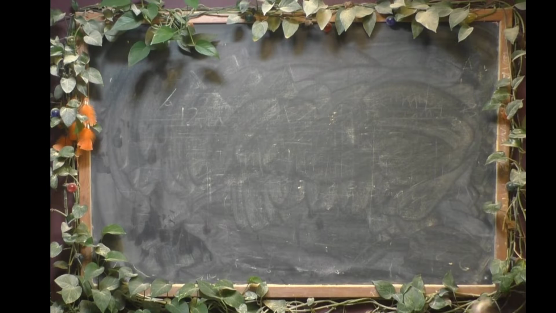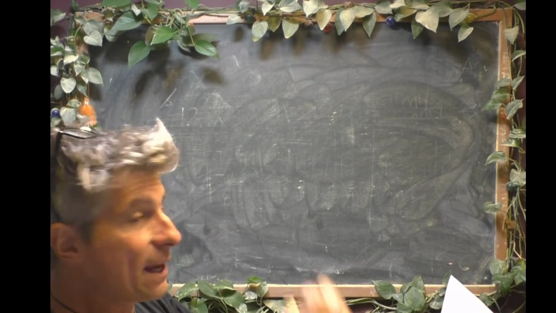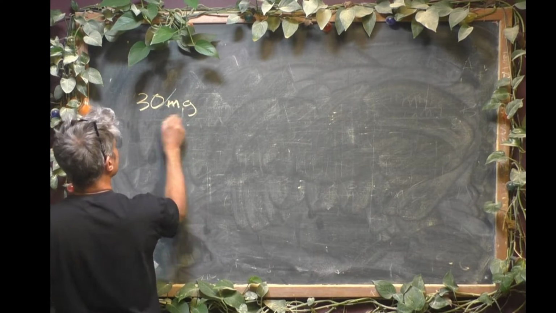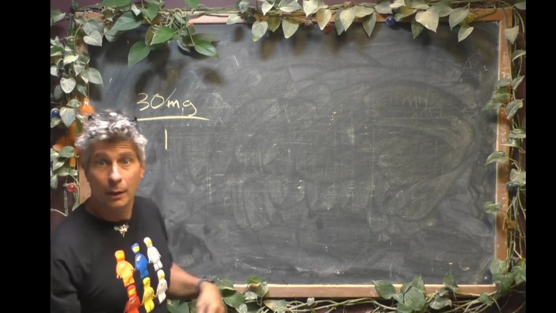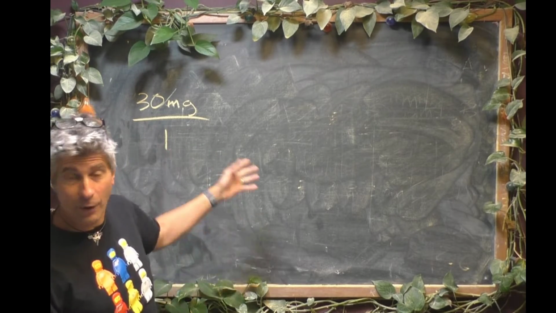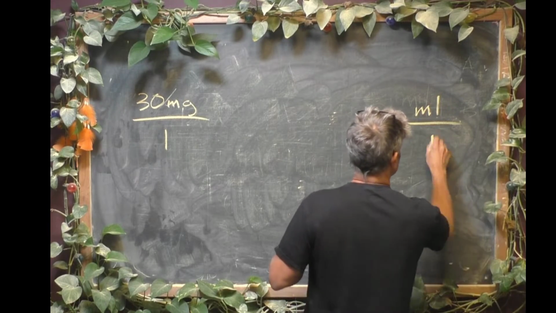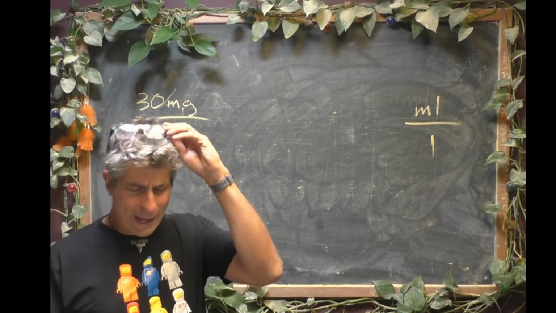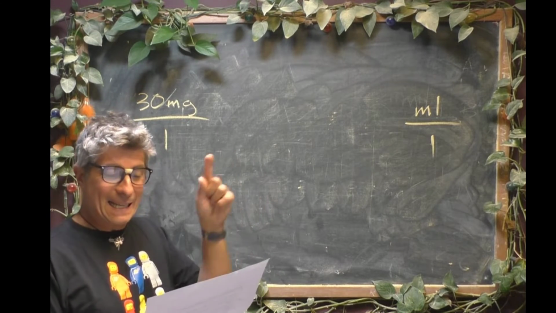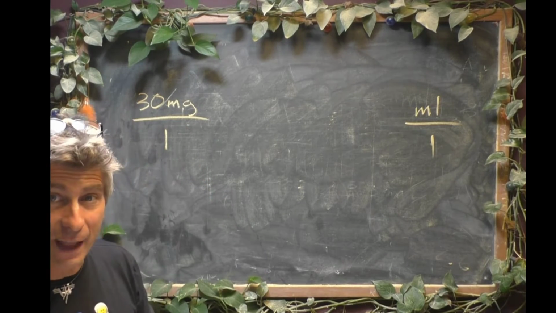Okay, so let's attack this the same way we did before. We need to give this person 30 milligrams of whatever drug we're giving them. I'm going to put it over 1 because we can make it a fraction. We need on the other end to come out with milliliters. And the conversion we have is that 40 milligrams is in 2.5 milliliters. So that's that fraction that we need.